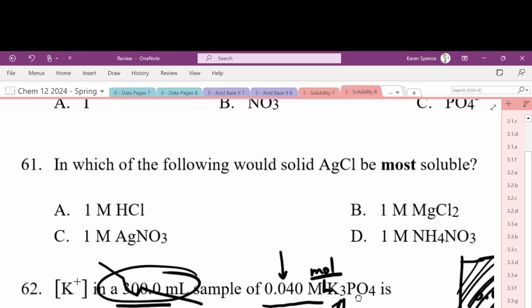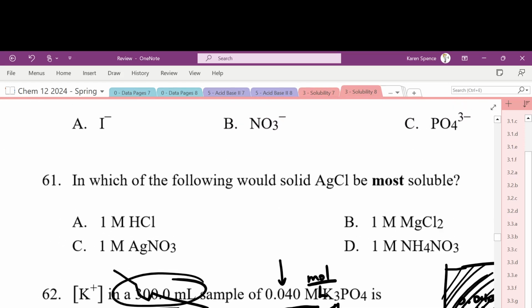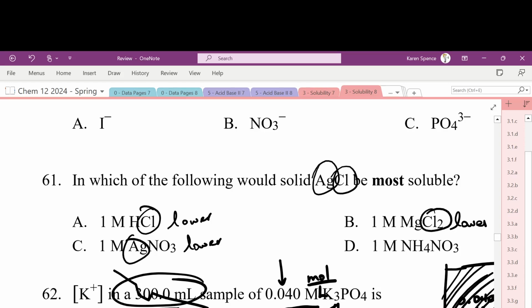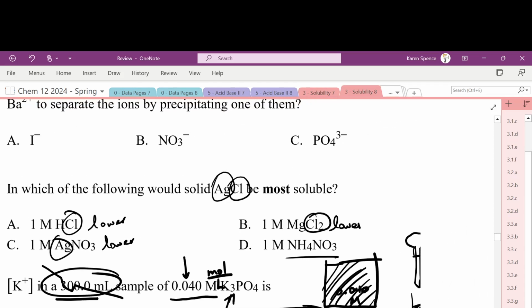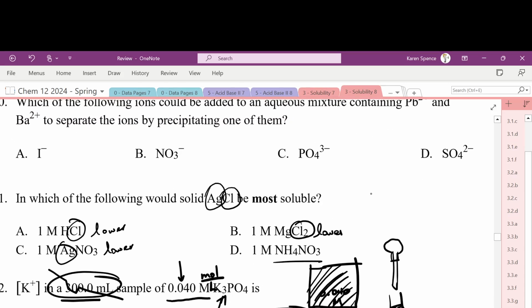In which of the following would solid silver chloride be the most soluble? Well, I can tell you right now that this has a common ion, common ion, common ion. So it would be lower solubility in this one, lower in this one, and lower in this one because they have the ion in common, and so it would be the most soluble in NH4NO3. But if we want to look at it a little more closely, we can say we have AgCl in equilibrium with Ag plus and Cl minus.